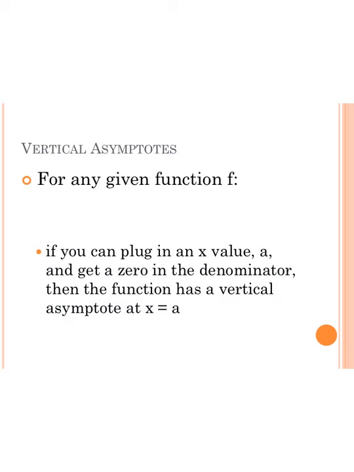So for any given function f, if you can plug in a value x, we're going to call that value a, and you get a 0 in your denominator, then you're going to have a vertical asymptote where x equals a. So what that means is, again, we're going to be identifying values that we plug into our denominator to make it 0, which means that at that value, we're going to actually have a vertical asymptote.